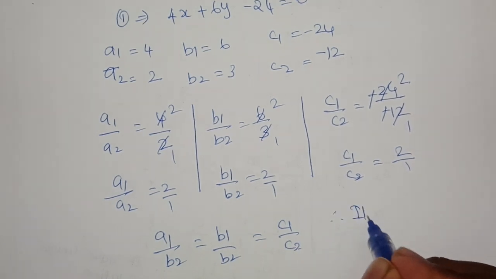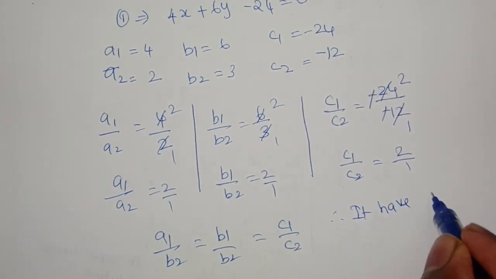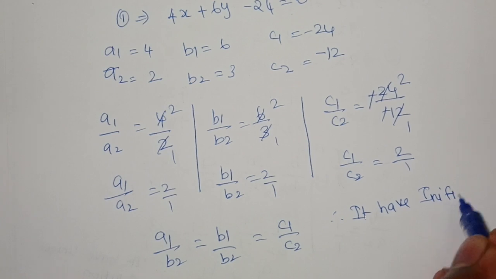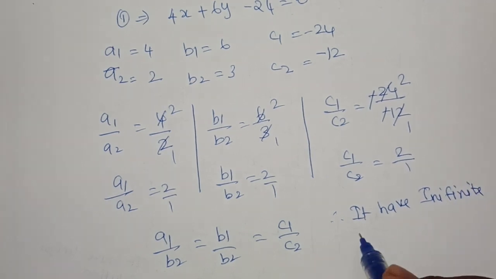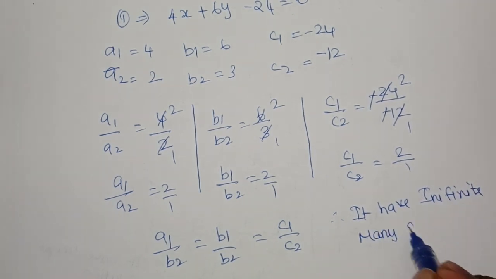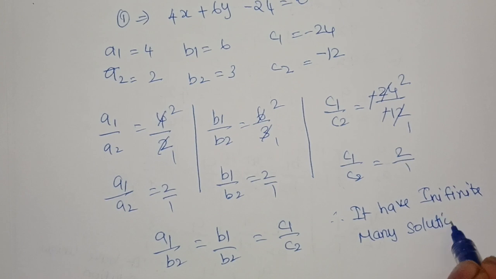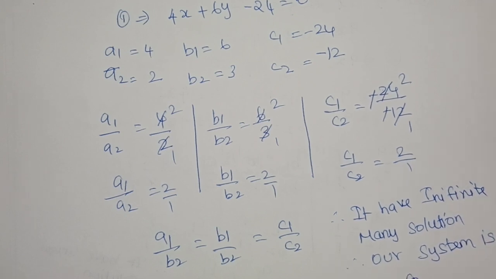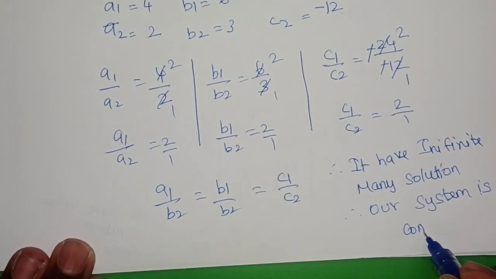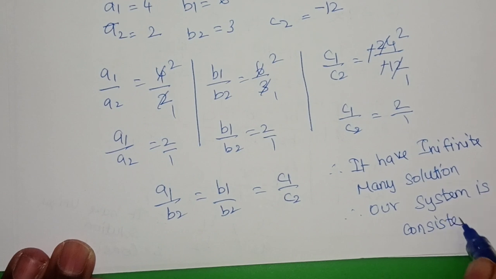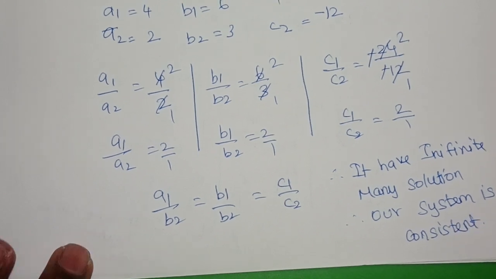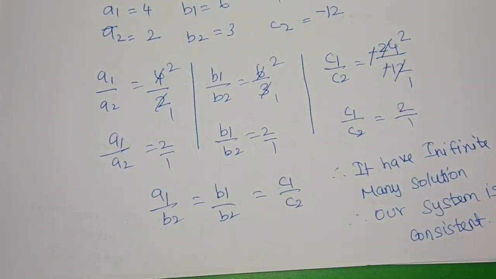Therefore, it has infinitely many solutions. Therefore, our system is consistent. The system will be inconsistent if and only if we get no solution. Okay, thank you.